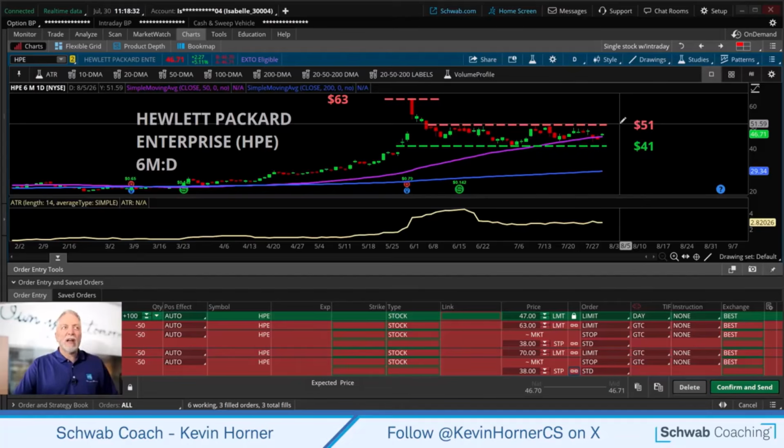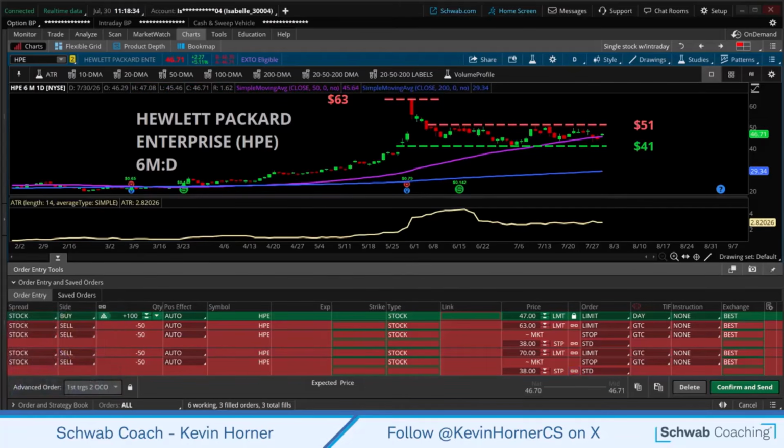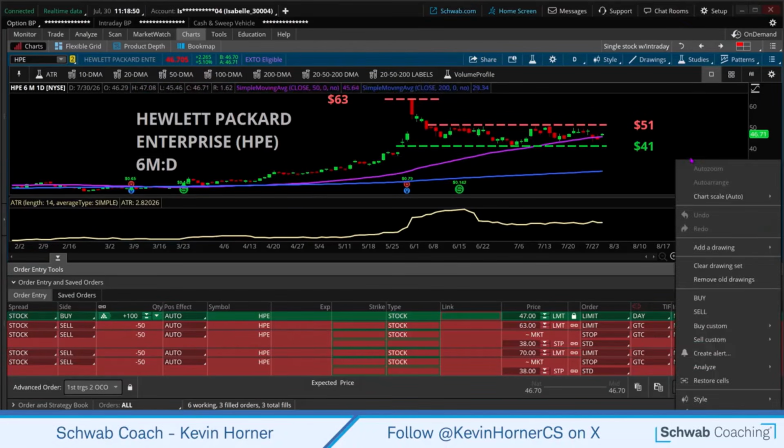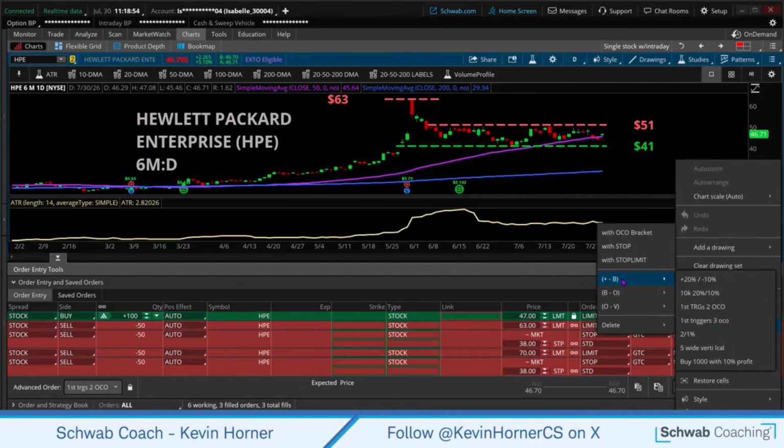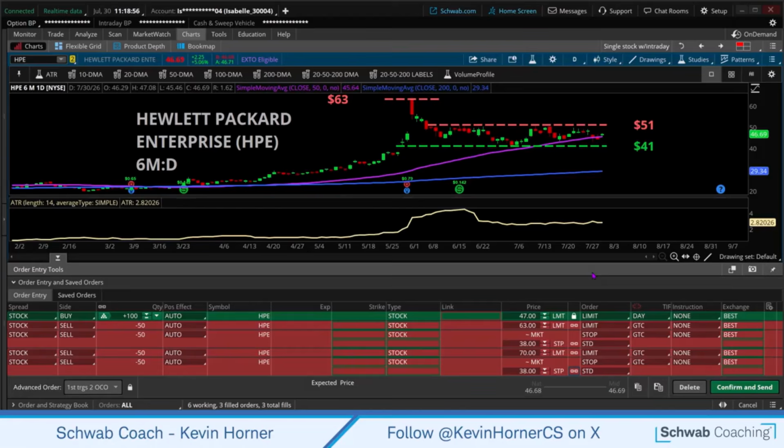So I hope this was a good exploration of the first triggers 2 OCO brackets at the same time. Again, if you're not seeing this in your own drop-down menu when you right-click in the chart, right here, right-click, Buy Custom, should appear here. If you're not seeing it, look in the show notes beneath this or the description beneath this video to find that script.